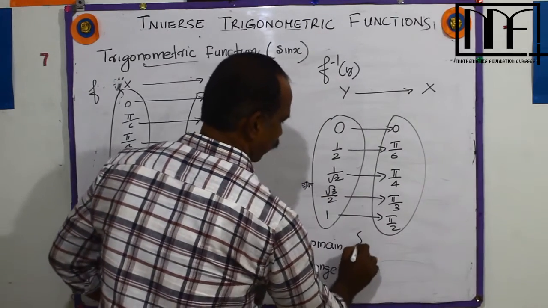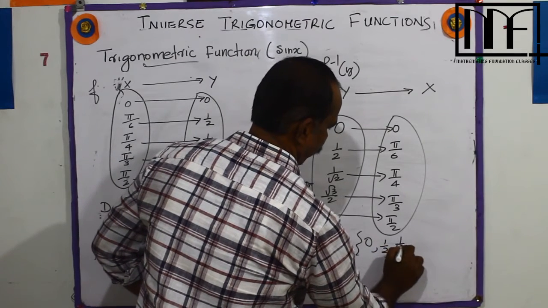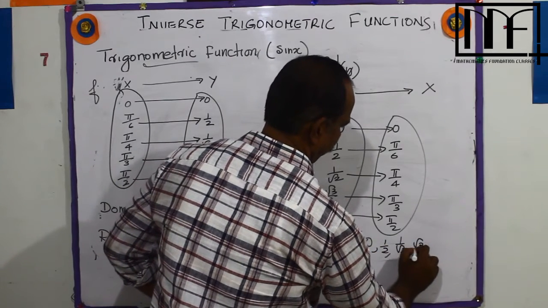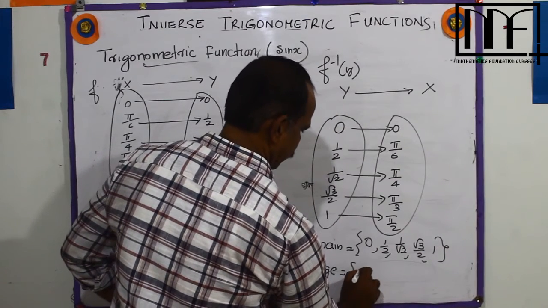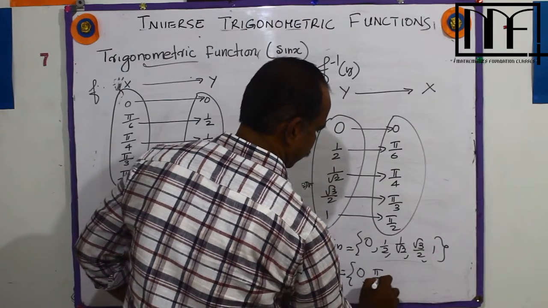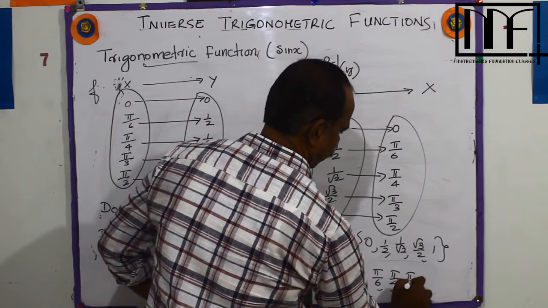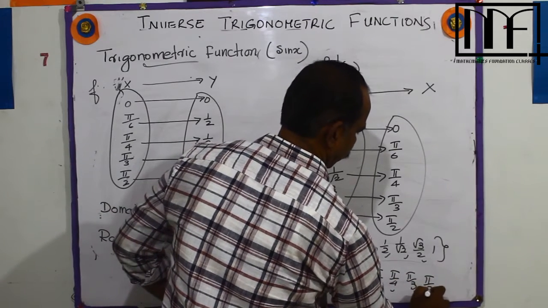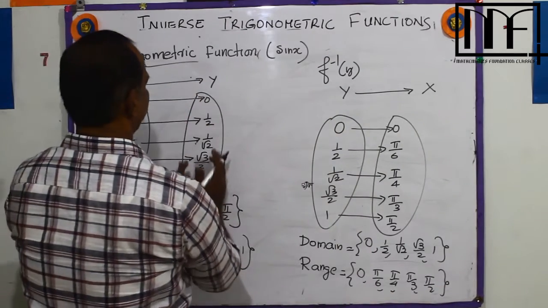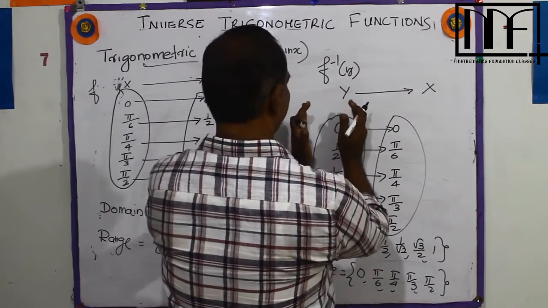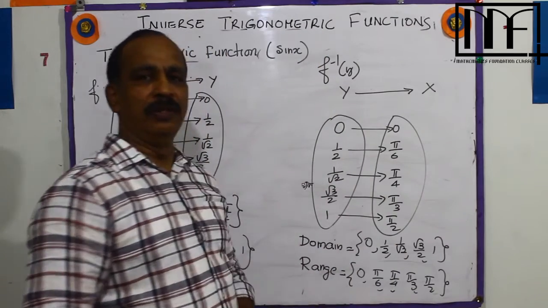So the domain here is 0, 1 by 2, 1 by root 2, root 3 by 2 and 1, and the range is 0, the angles pi by 6, that is 30 degree, pi by 4, pi by 3, pi by 2. So this function goes from angle to the values of the sine, and the inverse function goes from values of the sine to the angles.